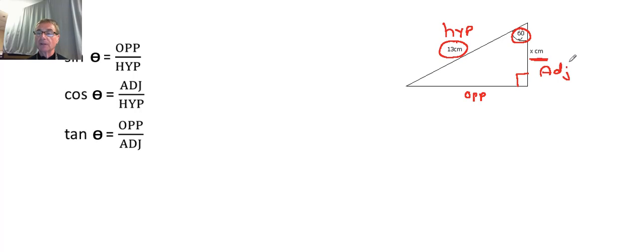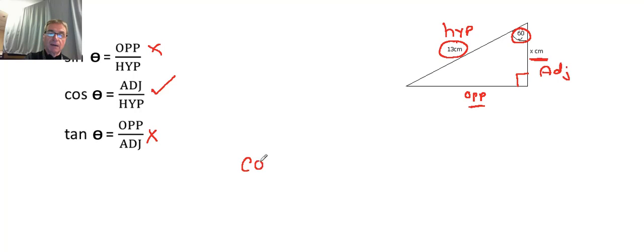Which function will give us what we want to know? Well, let's look at the sine function. The sine has to do with the angle, opposite, and hypotenuse. Well, that's not what we have. Cosine has to do with the angle, adjacent, and hypotenuse. This one looks like a winner. Tangent has to do with opposite and adjacent. Well, we don't know the opposite side, so this one's not going to help us. So it's going to be the cosine function.